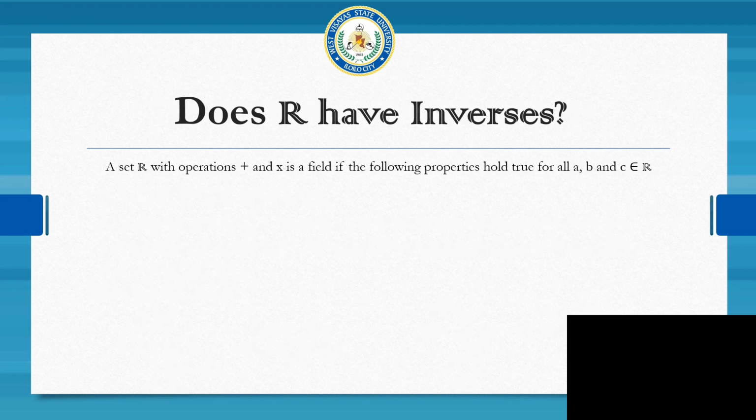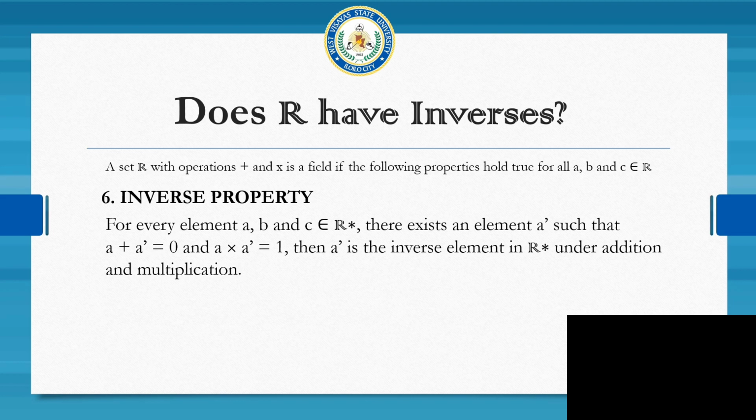Does the set of real numbers have inverses? For the inverse property, we have for every element A, B, and C, elements of the set of real numbers except 0, there exists an element A prime such that A plus A prime equals 0 and A times A prime equals 1. Then A prime is the inverse element in the set of non-zero real numbers under addition and multiplication.